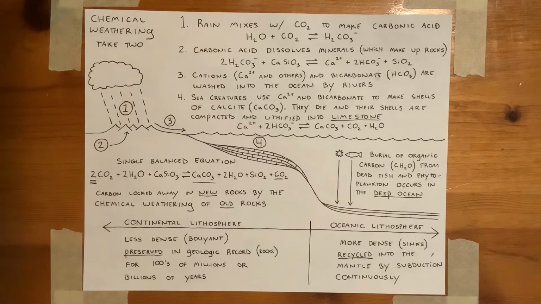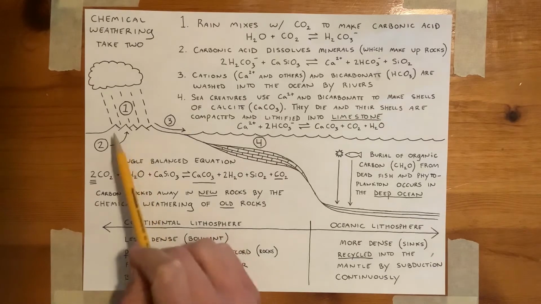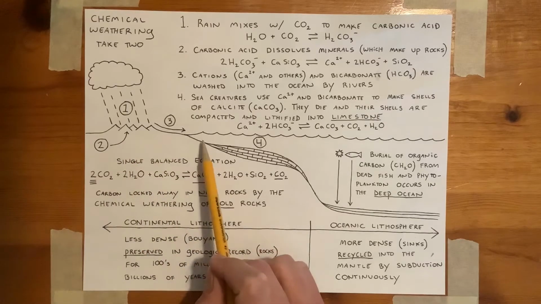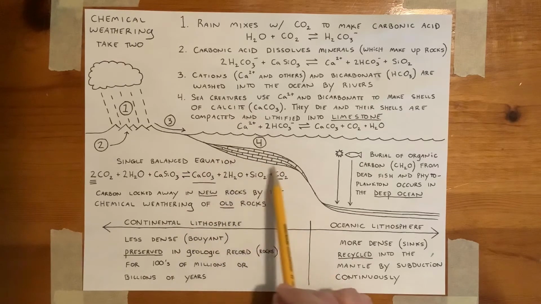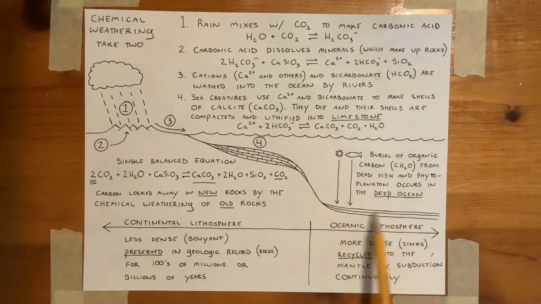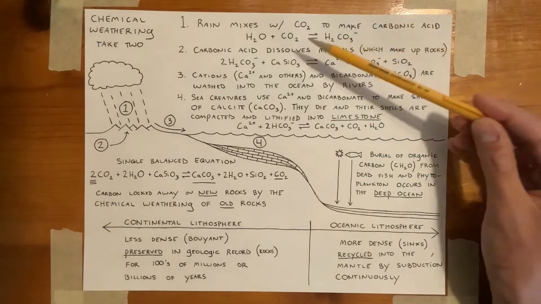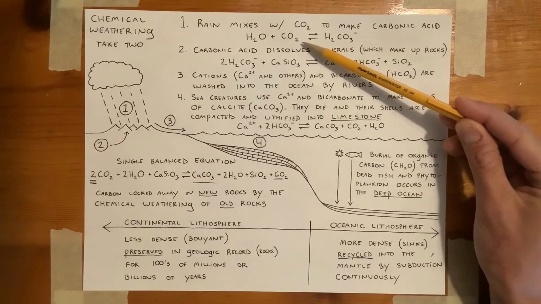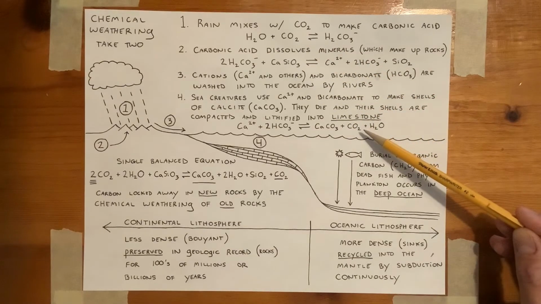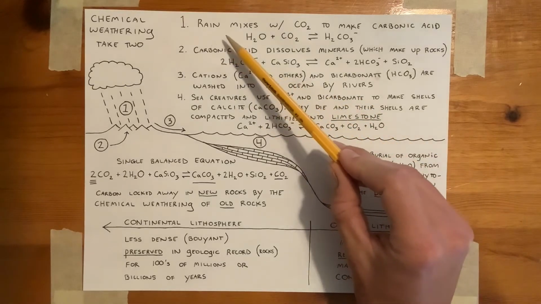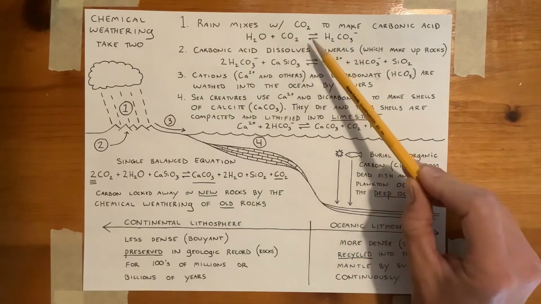Just to recap, we've got a little cartoon of some mountains, the edge of a sea, a shallow sea area here, and then deep ocean off to the right-hand side. When we're talking about chemical weathering, we have four steps that are important in the process of carbon going from its form as CO2 gas in the atmosphere to ultimately being preserved as limestone in the rock record. The first step is that rain, H2O, mixes with carbon dioxide gas in the atmosphere.